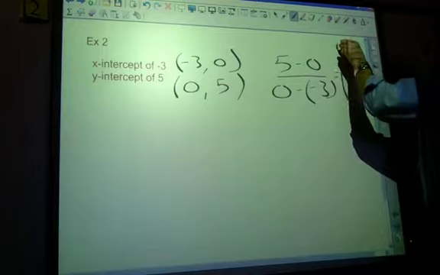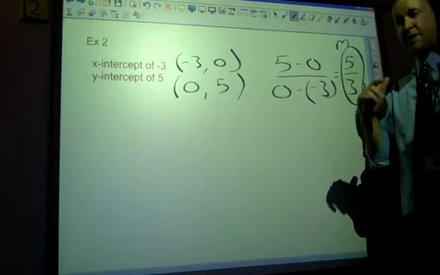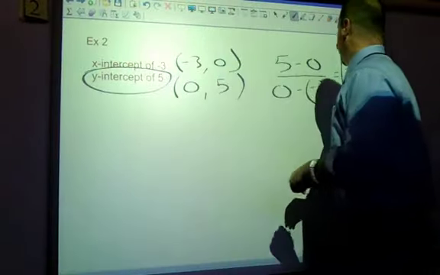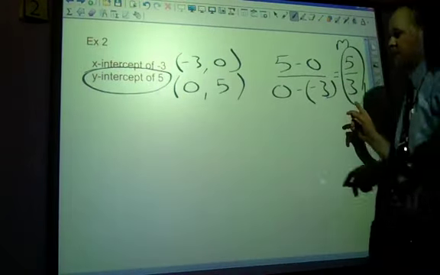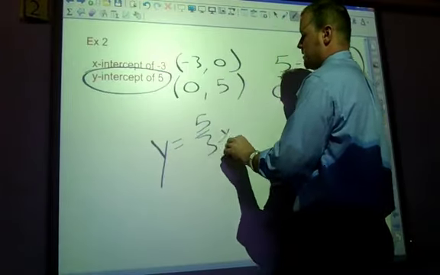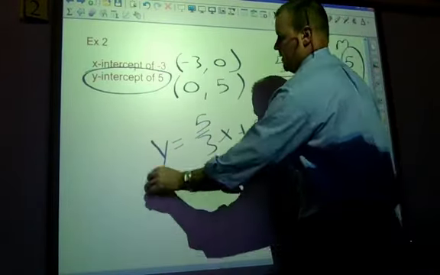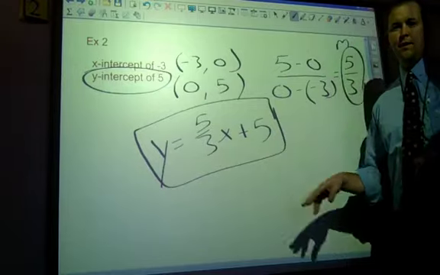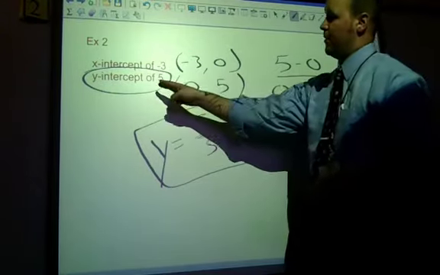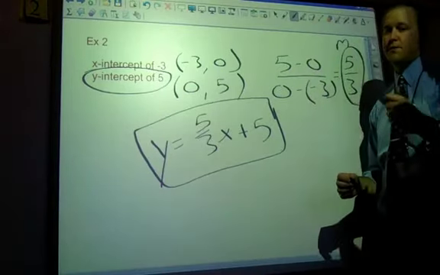Now, if I use my noggin just a little bit, they told me the y-intercept is 5. So if I find a slope of 5/3, I can write my equation. y equals 5/3 x plus the y-intercept of 5. Okay. I don't have to go through the second part and find out what b is. They told me right here the y-intercept is 5.